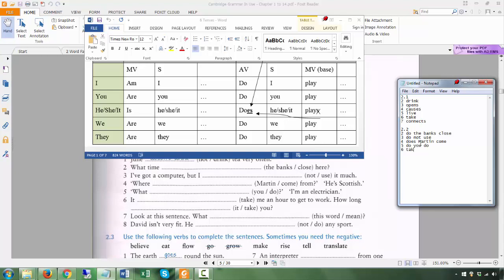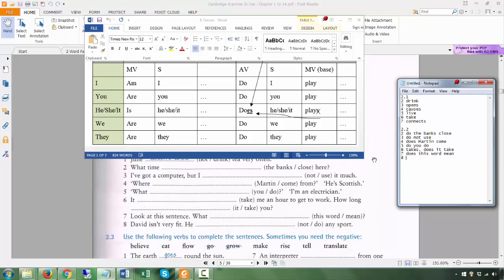6, it takes me an hour to get to work. How long? Now, the subject here is it. This is a dummy it, there's no real meaning. So, how long does it? Does, because it's a it. It's not the you, but this is a bit complicated in a sense. You use the subject as it takes me. How long does it take you? Look at this sentence. What this word, that's the subject, is this word. This word is a it, does.